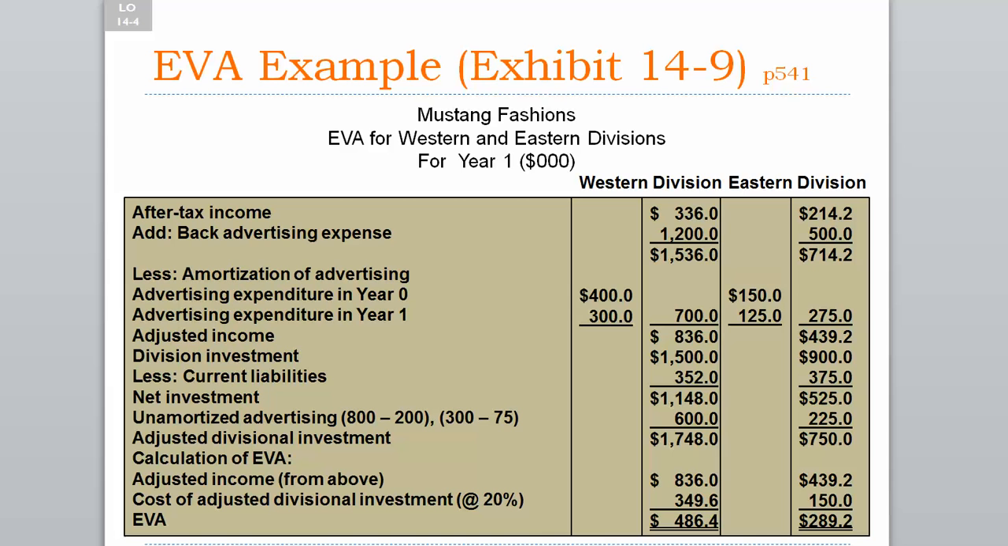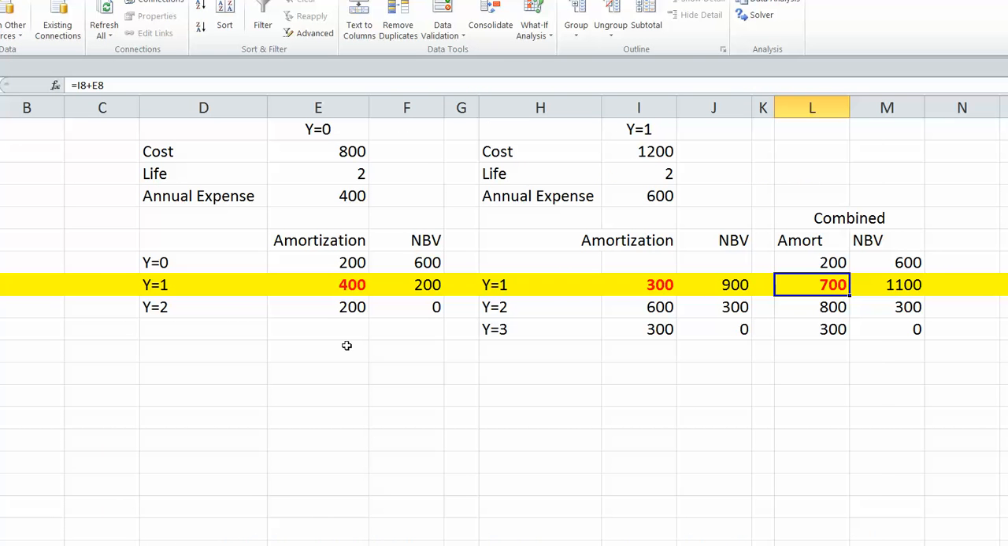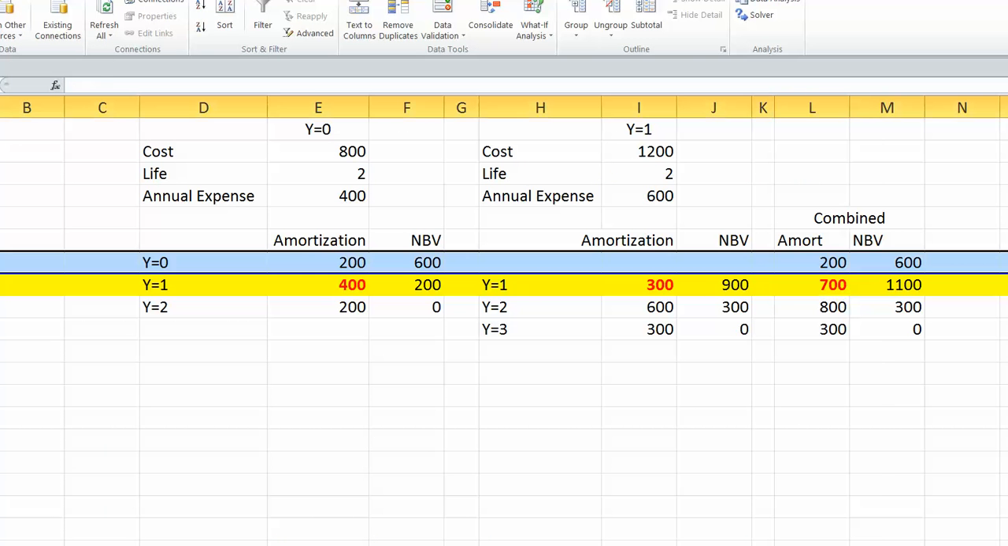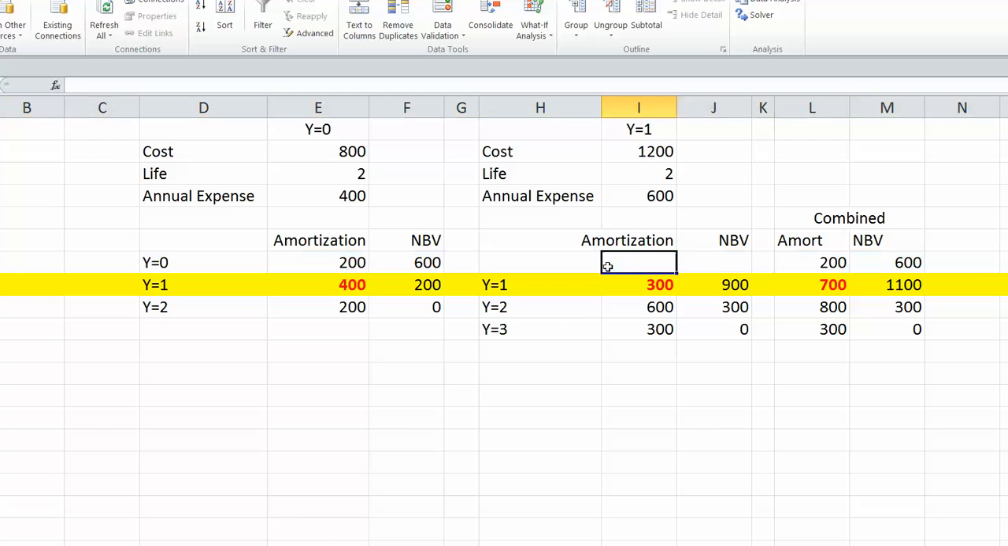Going back to our Excel worksheet. And again, by convention, in this book, our authors use beginning of the year assets. At the beginning of the year, which would have been the end of year 0 or our base year, we had not yet purchased or spent money, the $1,200 on year 1 advertising, but we had spent $800 in time 0. Since we'd amortized 200, the remaining net book value was 600. So this will be our adjustment to our investment base.